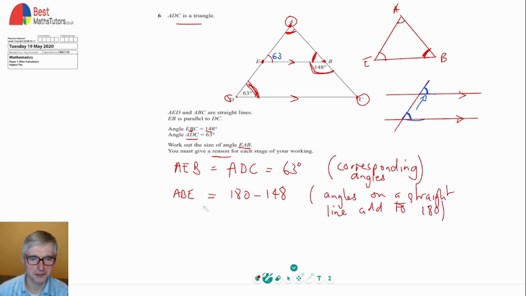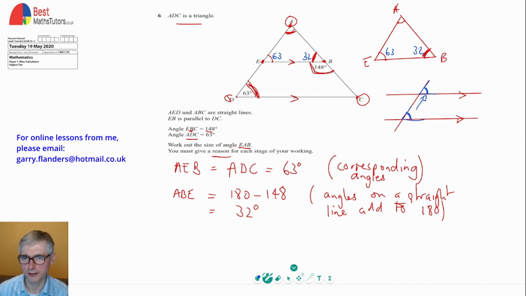So if I work that out, then 180 minus 148 is actually 32 degrees. So if I mark this on the diagram, that's 32. I'm just going to put one here actually just to make it a bit clearer. So we've got two angles in this triangle, 63 degrees and 32 degrees. So we just need to find the third one in the triangle.